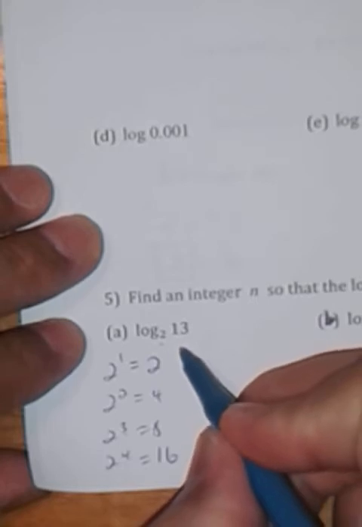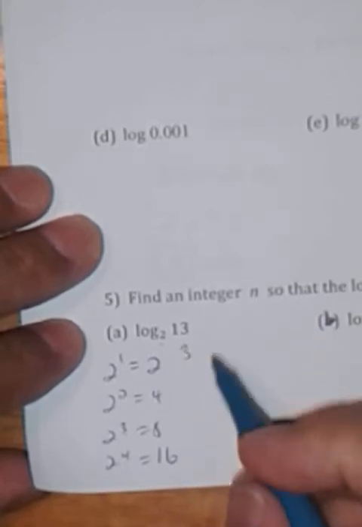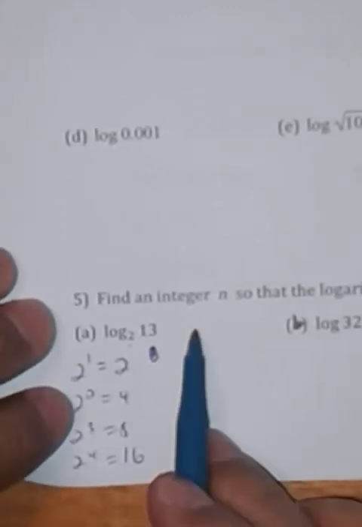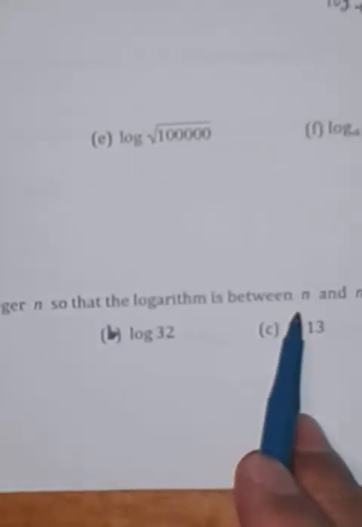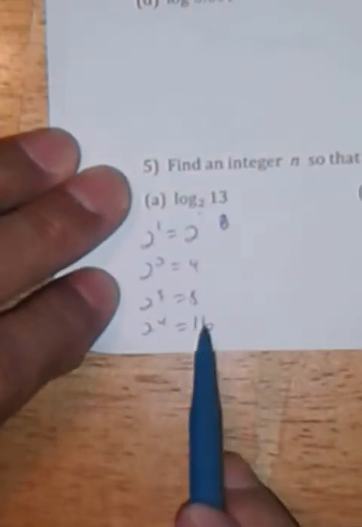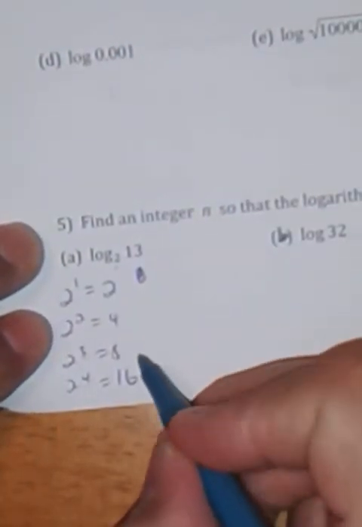The way we say it is like this: we say n equals 3, right? So the integer n says that the logarithm is between n and n plus 1. So n is 3 and n plus 1 is 4, right? It's between 8 and 16. So we say n equals 3.